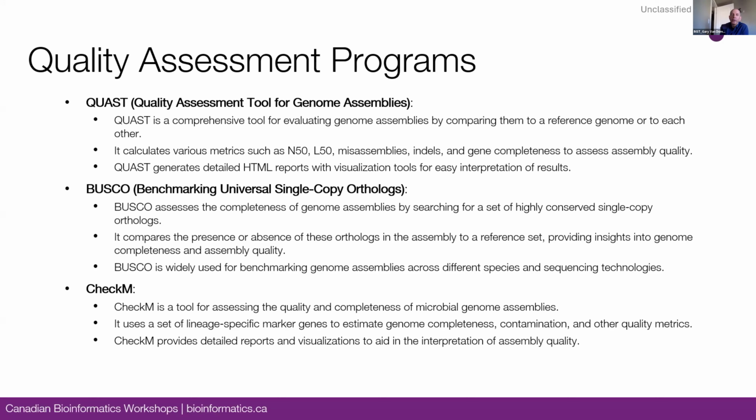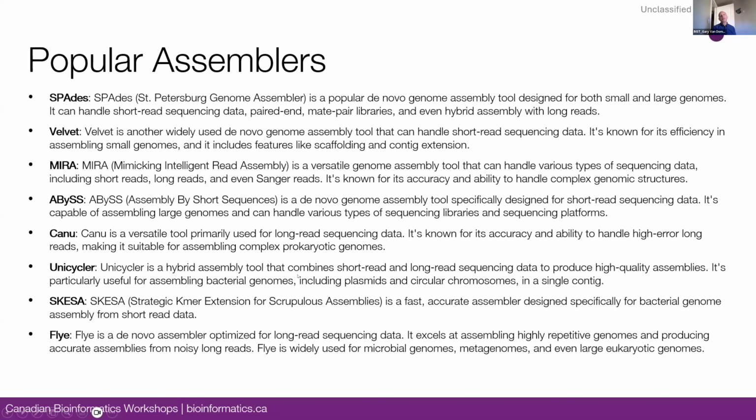And then CheckM, which is more recent, but it's also a very popular tool for microbial genome assemblies. It's also done for metagenomes and can be done for eukaryotes, but it's really designed for microbial genome assemblies, and it's gaining in popularity. And then here are some popular assemblers. I'm not going to go through them all, just to show you, but there's a combination of the OLC and the de Bruijn graphs.